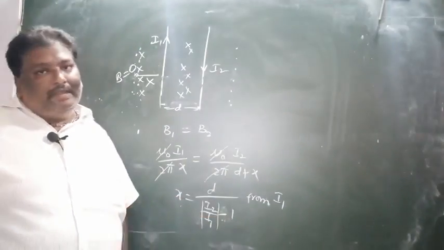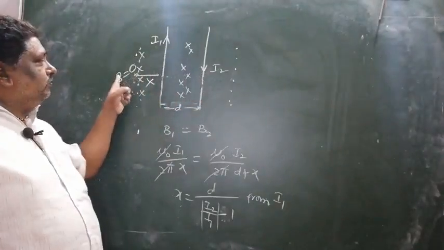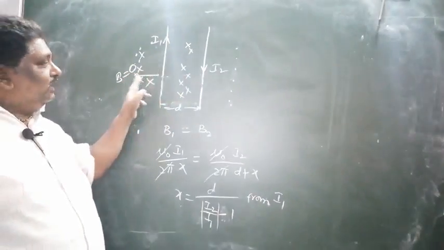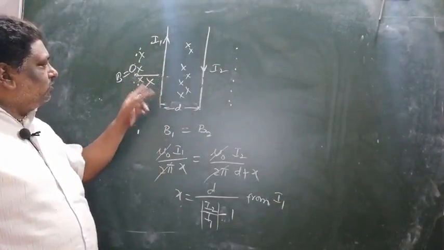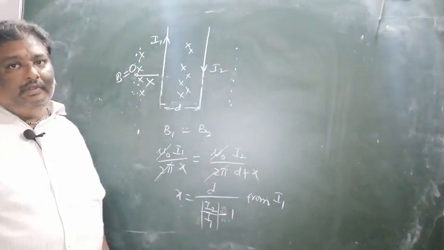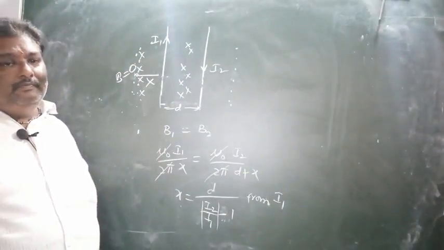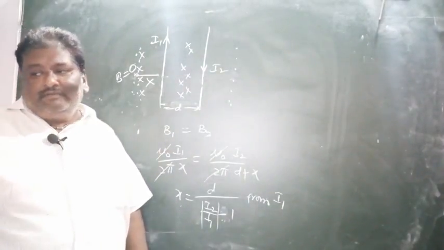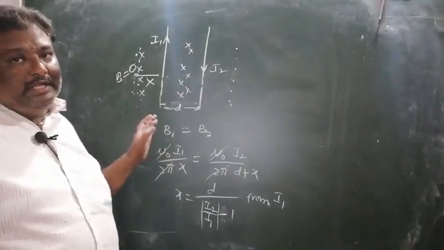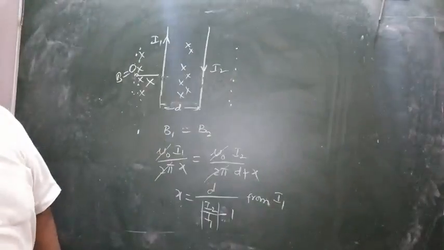It is also from I1. Suppose asked from I2, that is the large current carrying conductor, it is d, it is x, total d plus x. Okay, this type of model will come. This type of questions also, the PDF I have sent to you. Observe clearly. Okay, right, next.